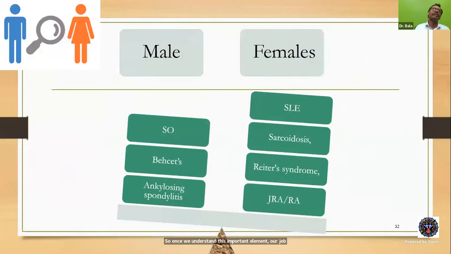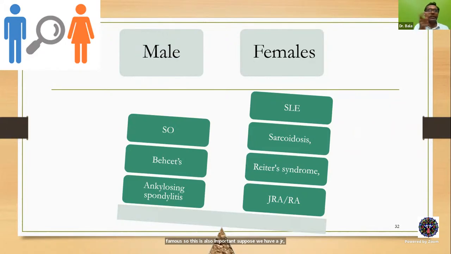How relevant is sex in the evaluation of the history? We know that males are more predisposed to trauma. I don't want to get into the reason for that. And so sympathetic ophthalmitis is so common in males. Similarly, Behcet's and ankylosing spondylitis are common in males. Whereas most autoimmune conditions like systemic lupus erythematosus are common in females. Sarcoidosis also is common in females. Whereas rheumatoid arthritis is going to be common in females. So this is also important. Suppose you have a JRA patient who is male, you are diagnosing.